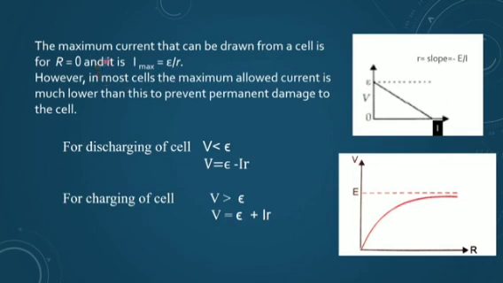The maximum current which can be drawn is only when you take R equals 0, then I maximum you are getting equals epsilon upon R. So in most of the cells, the maximum allowed current is lower than this current, because we don't want to damage the cell. So these things should be known, that how much maximum current can be drawn from a cell.